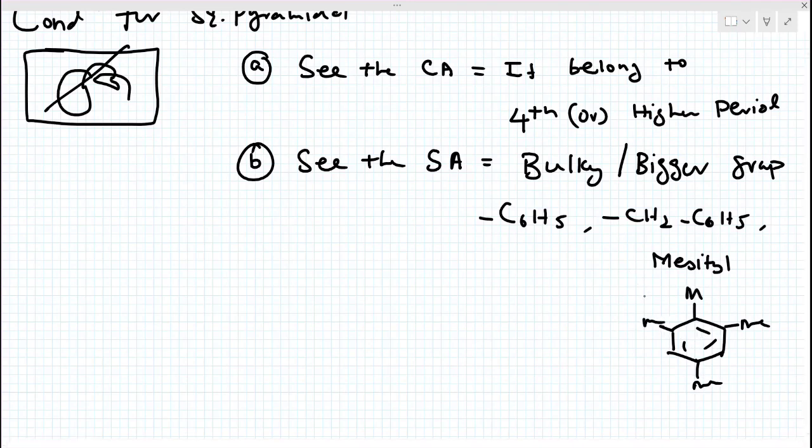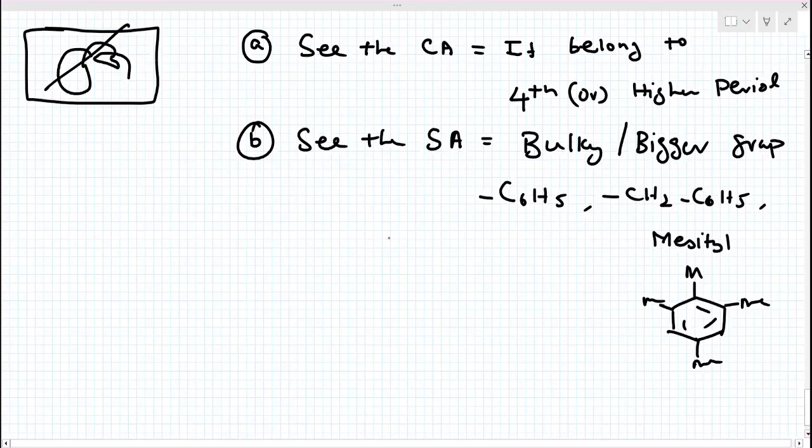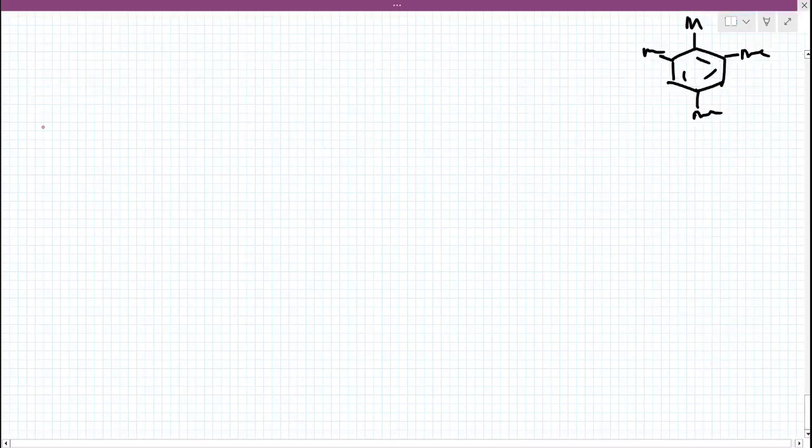Whenever there is a bigger, bulky group as the surrounding atom, and the central atom is in the fourth or higher period, in that case square pyramidal is possible. In the other case, trigonal bipyramidal. Okay, I will give you a basic example, please note. This is a very important exam question.